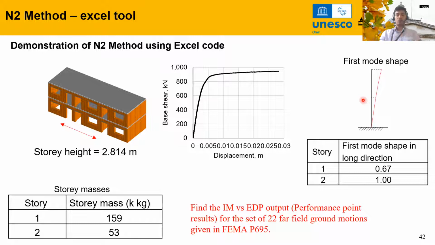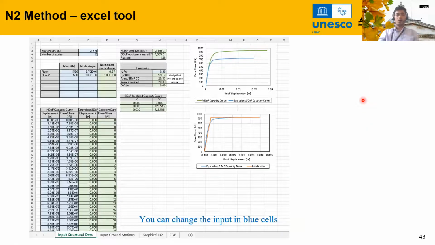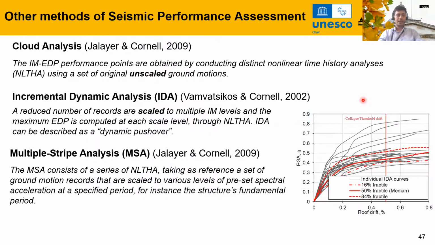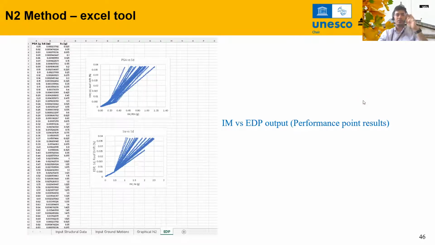So we are going to find out the IM versus EDP. IM means intensity measure, that is PGA or SA, and EDP is engineering demand parameter, which represents the output of your structure, for example, the interstory drift ratio or the displacement. So these are different screenshots from the entry method. I have pasted them for your reference later, but now I will move on to the Excel sheet.